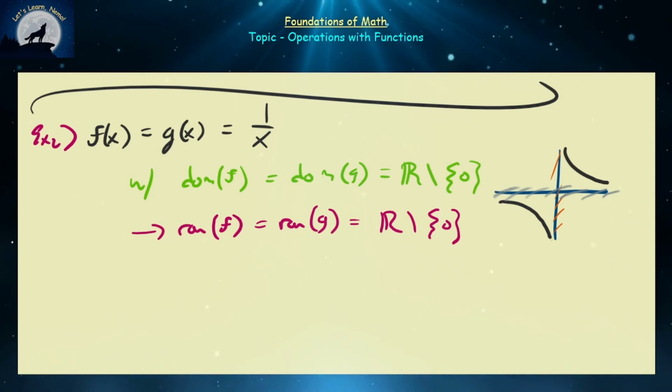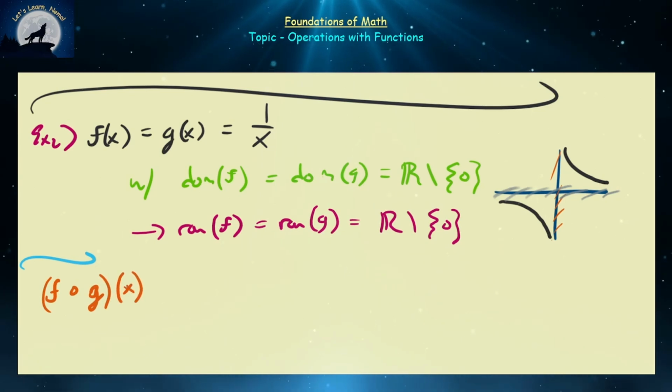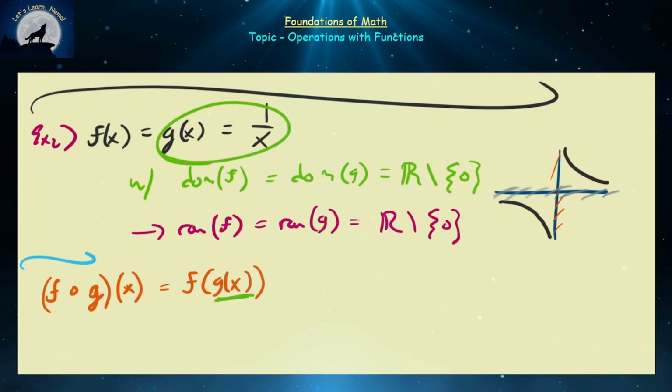So we have these particular objects. So what exactly is the domain and range of the compositions of these functions? So let's look at that. So what is f of g of x? So again, by definition, this is f of g of x, right? So what is g of x? So g of x is equal to 1 over x. So we're just going to plug that into here. So f of 1 over x.